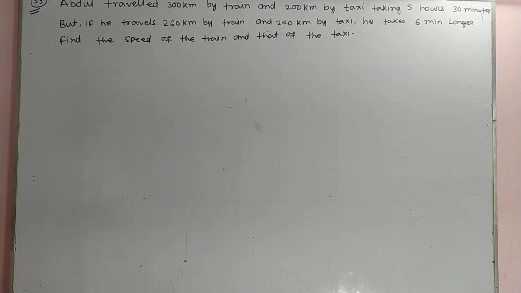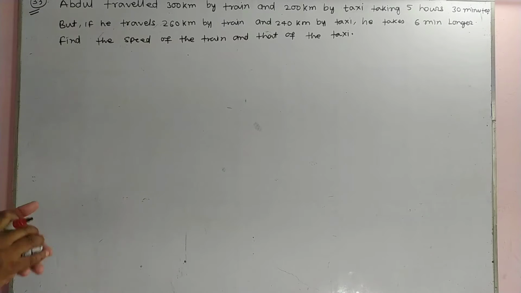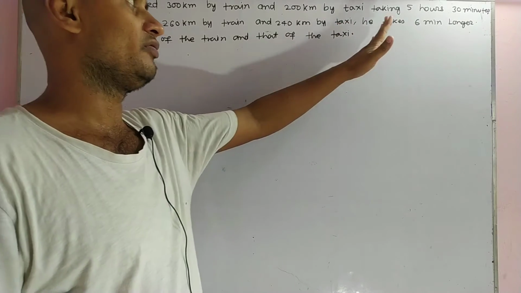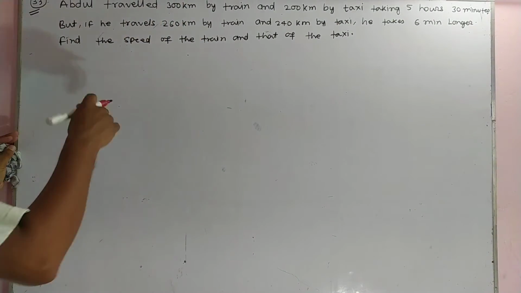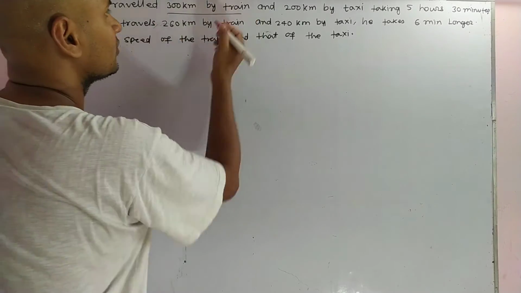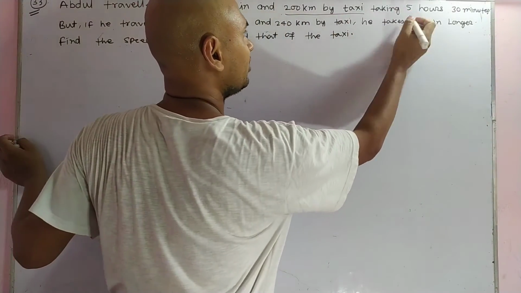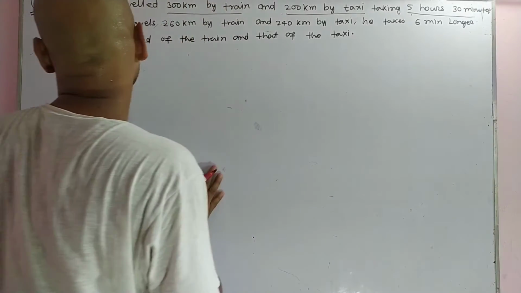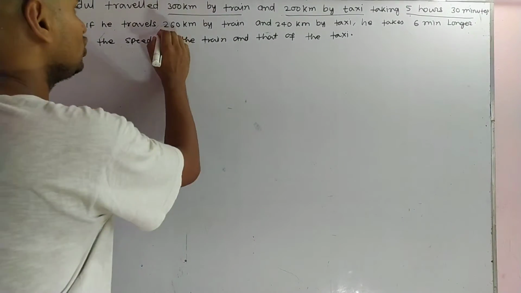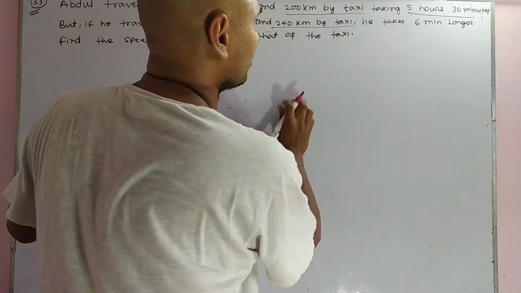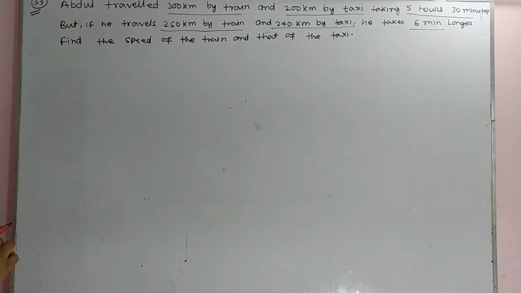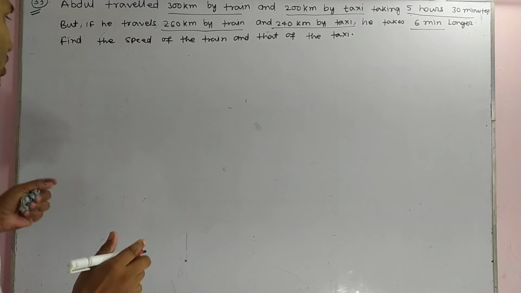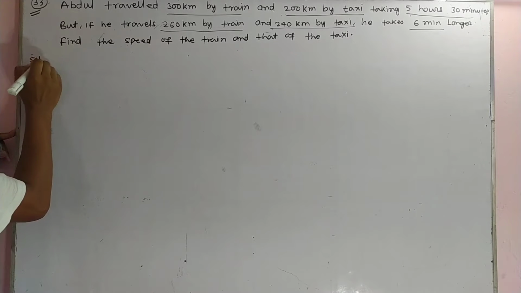Today we have to discuss question number 33. Let us see what question number 33 tells us. Abdul travels 300 km by train and 200 km by taxi, taking 5 hours 30 minutes together. But if he travels 260 km by train and 240 km by taxi, it takes 6 minutes longer, which means 5 hours 36 minutes. Find the speed of the train and the speed of the taxi. Okay, let us see the solution of this question.